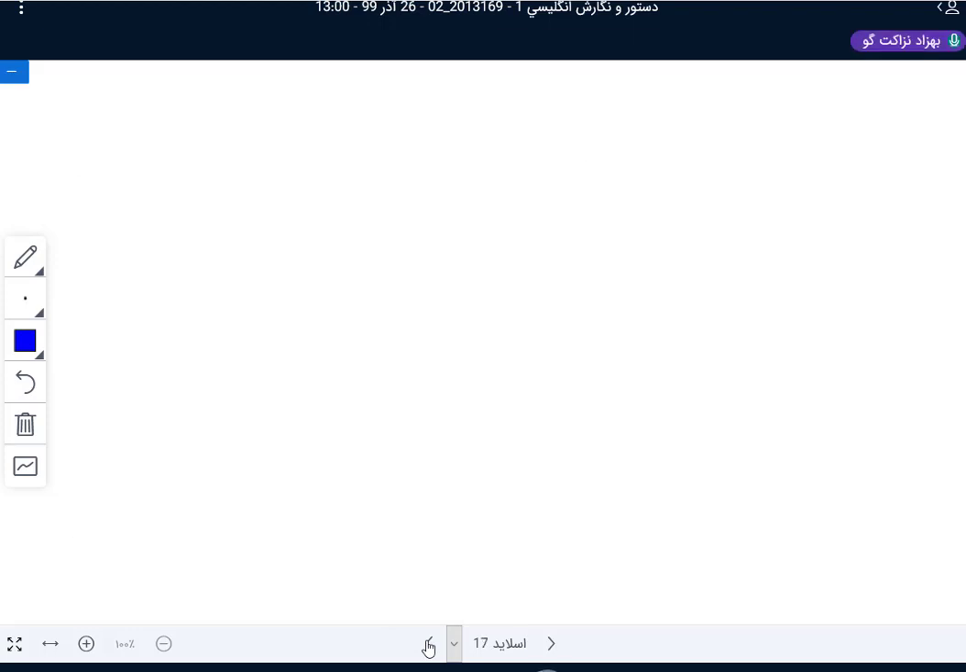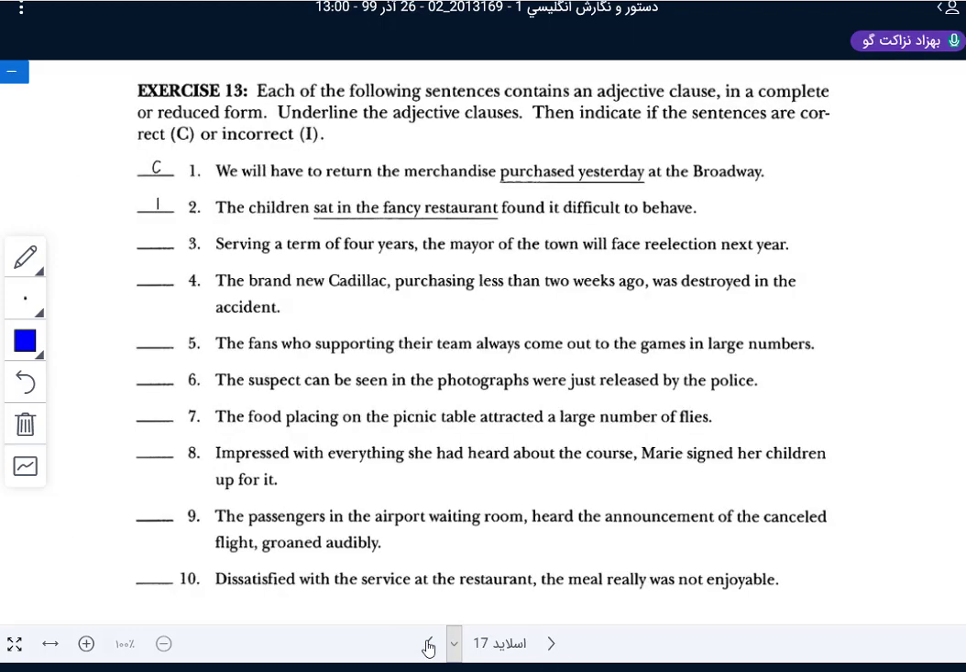Well, let's go to this part. Exercise 13. Let me ask Seper, then Fatima Jafari. Seper, go on with number 13. Number 3. Hello, sir. Hello, good afternoon. Thank you. Sir, the term of 4 years, the mayor of the town will face re-election next year. It's correct, I suppose. Very good.